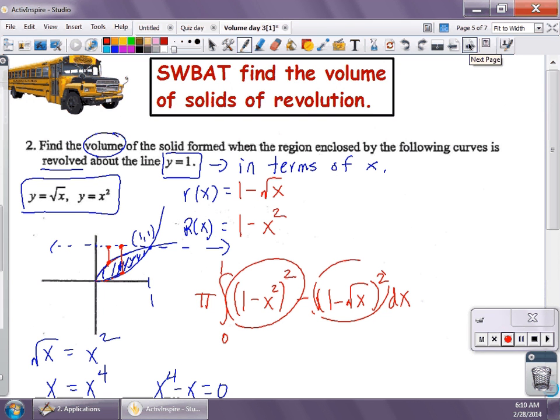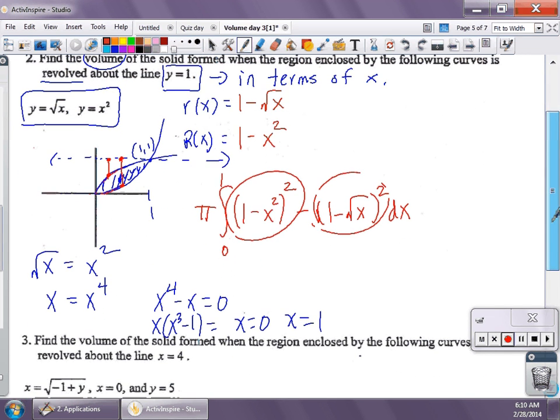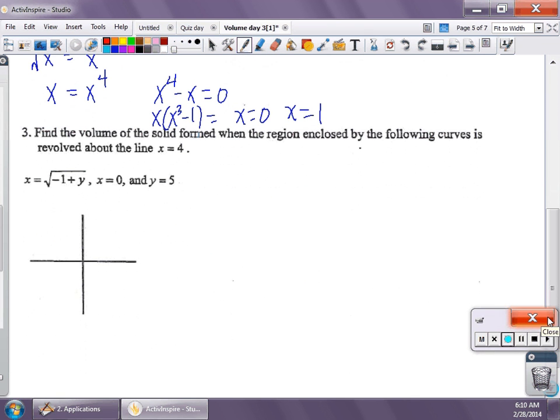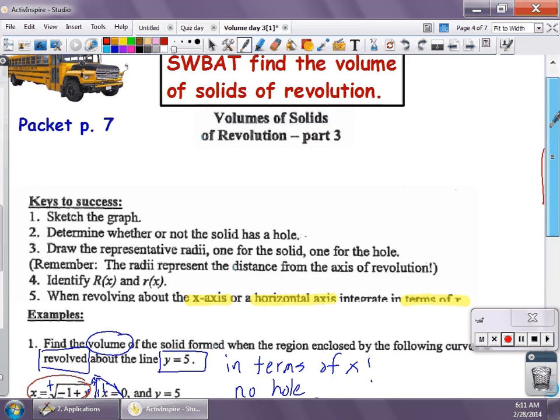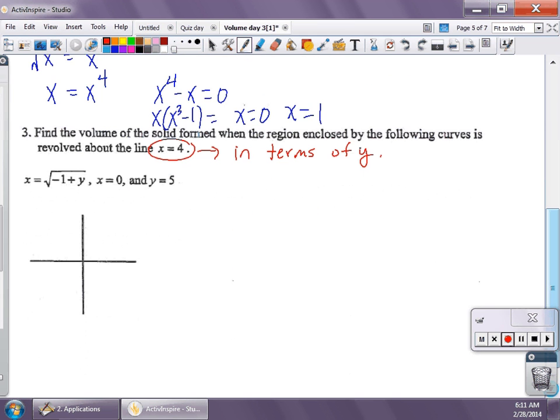All right, let's look at one more example, or I might have two more. Let's see. I want to look at this work one more time. All right, let's take a look at problem number 3. Notice this time we are finding volume revolved around x equal to 4, which is a vertical line, parallel to the y-axis, so we will be in terms of y. I think we have the exact same equations as we had in the first example. Yep. So we're going to take the same region, but we're going to revolve it around a different line, the line x equal to 4.